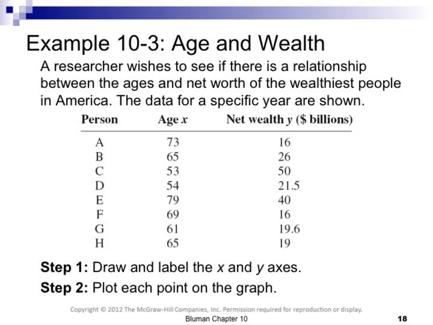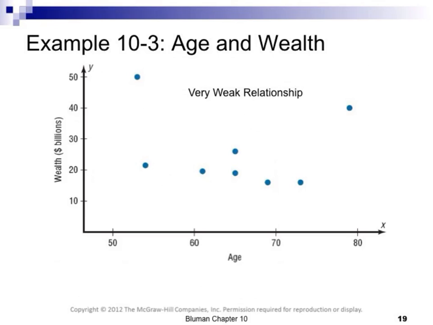And so we're going to see if there's any correlation. Put it on a graph, label your X and Y axes, and plot each point. And we see there's really no trend. Look at this data. It's kind of all over the place. And so this would be no relationship or a very weak relationship between this data. It's certainly not strongly linear in any one way or the other.